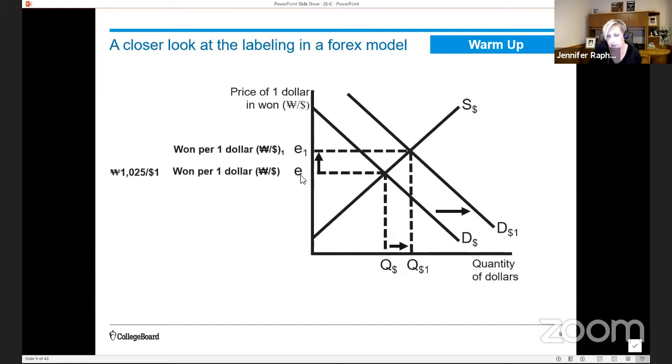So just like the price of anything, when we move up the vertical axis, we see the price increasing. We want to see that the price of a dollar in won is increasing too. So as of this afternoon, the won price per dollar was 1,217 won. So 6 years ago, it cost about 1,000 won to buy $1. Today it costs about 1,200. So obviously the dollar has gotten more expensive in terms of won. The dollar has appreciated. Okay.